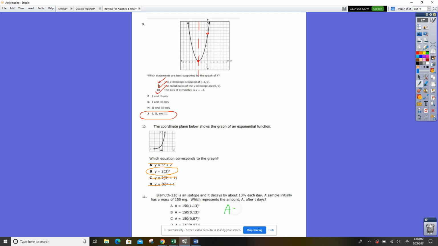Okay, A equals our initial amount, which is 150, times 1 plus or minus, and because it's decaying, we're going to use minus, then our rate. 13% as a decimal is 0.13 to the power of t. So then we just need to simplify that and find the equation that matches. So 1 minus 0.13 is going to give us 0.87. So 150 times 0.87 to the power of t, which means our answer is C.